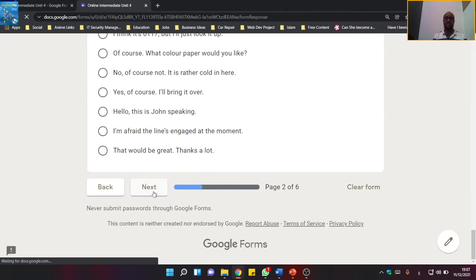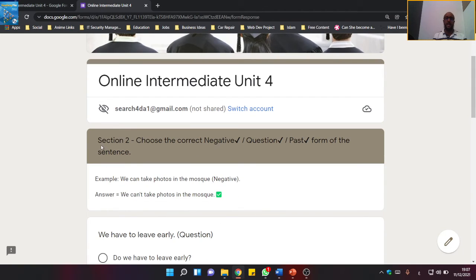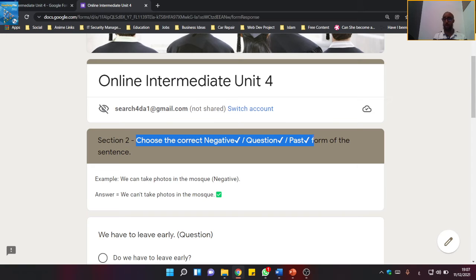Let's go to the next section. And in section 2, guys, here we have to choose the correct negative, the correct question, or the correct past form.